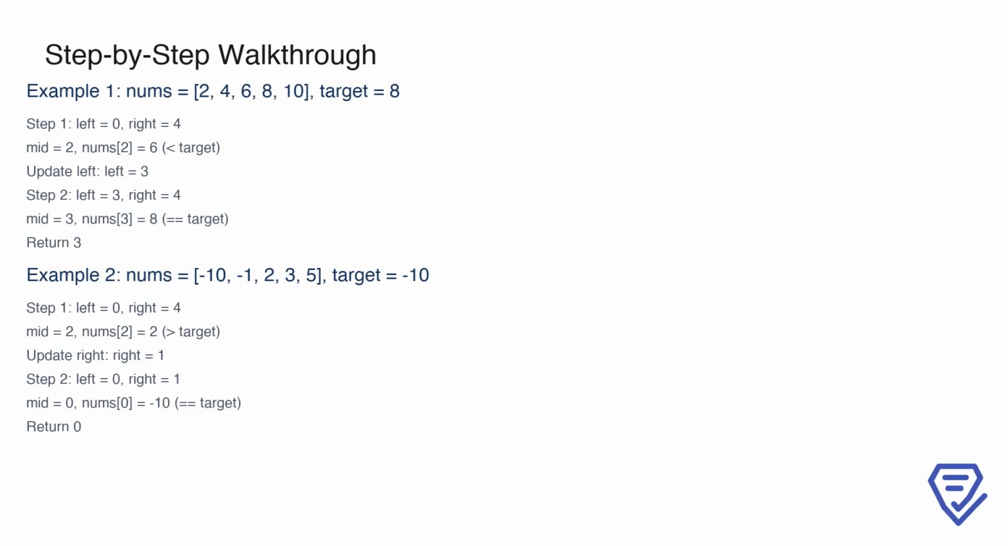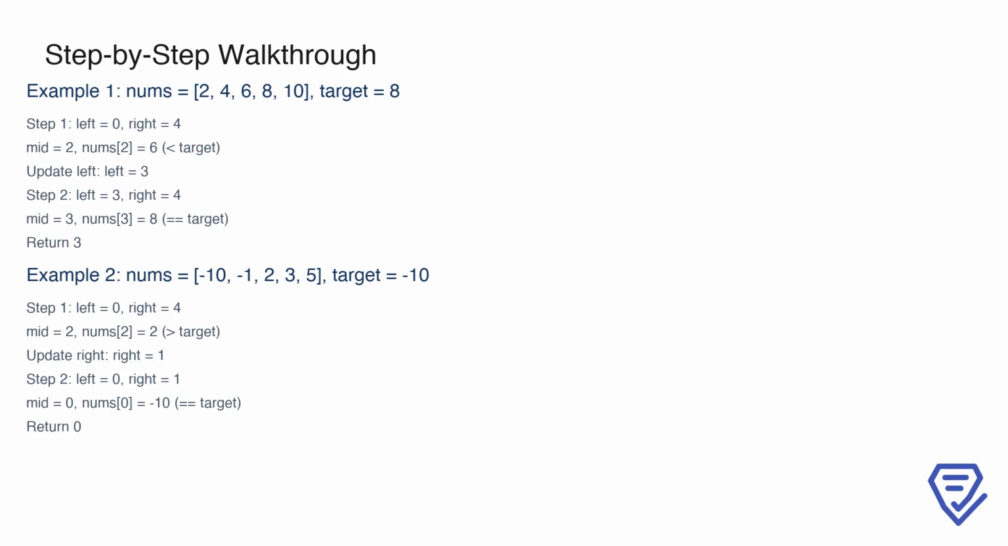Let's walk step by step through two detailed examples for LeetCode problem number 704. First, for nums 2, 4, 6, 8, 10, and target 8. We start with left at 0 and right at 4. Calculate mid as 2. nums[2] is 6, which is less than 8, so we update left to 3. Now, left is 3 and right is 4, mid is 3. nums[3] is 8, equal to the target. We found the value and return its index, 3.